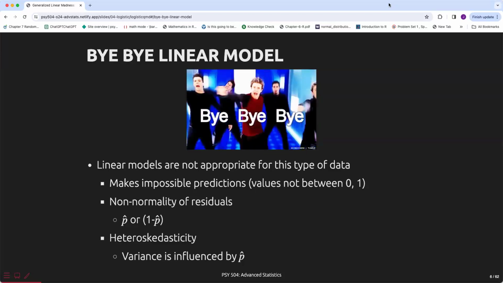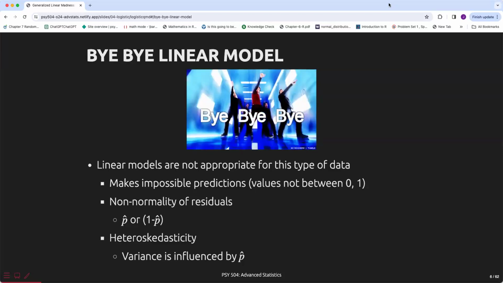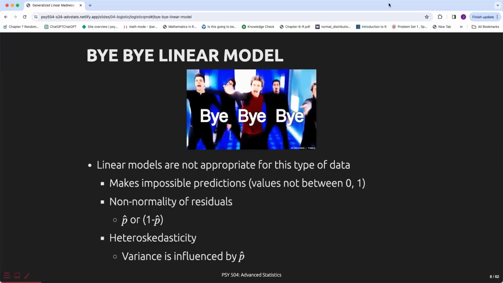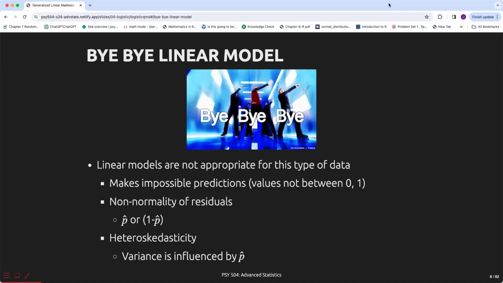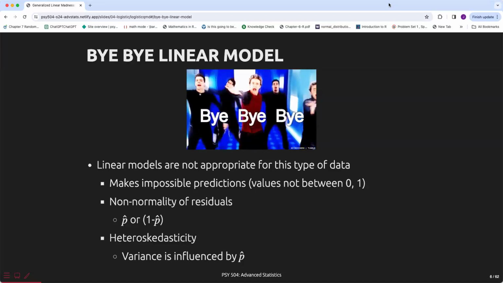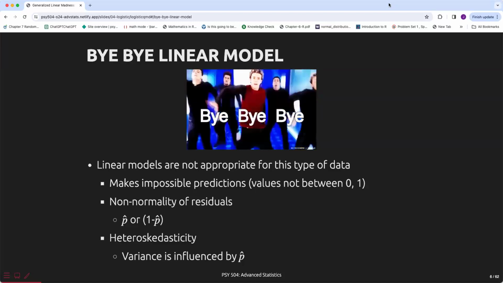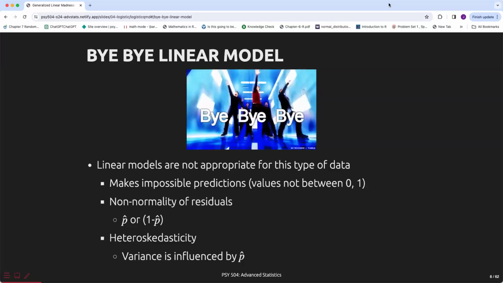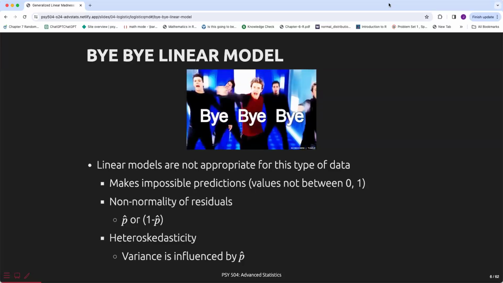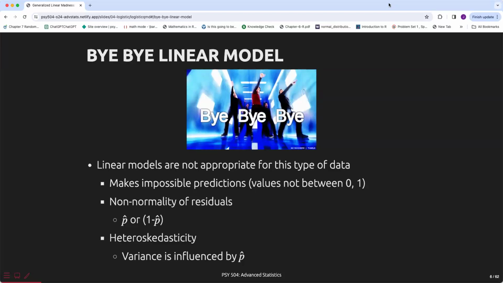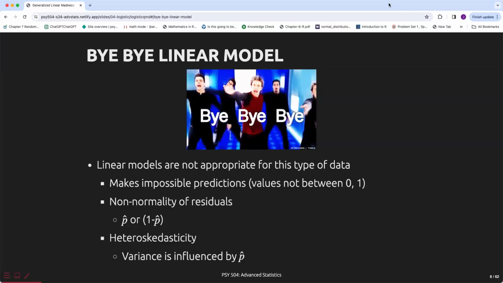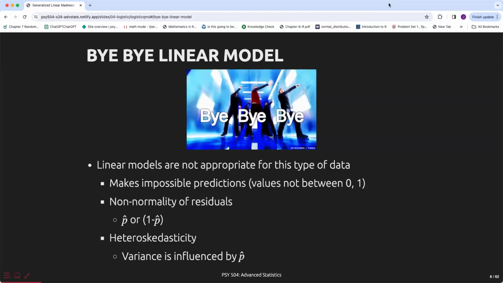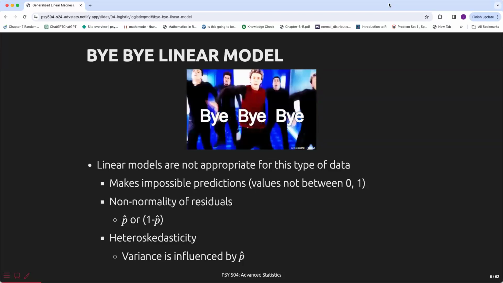The other reasons why I don't think it's appropriate relate to assumptions. The linear model assumes normal residuals. Well, when we have a discrete outcome, right? Yes, no, heads, tails, we're going to get discrete residuals, right? So essentially what we have is the probability of one occurring, we get residuals for that, and then the probability of one not occurring. So we're going to get these funky residuals that are not normal.